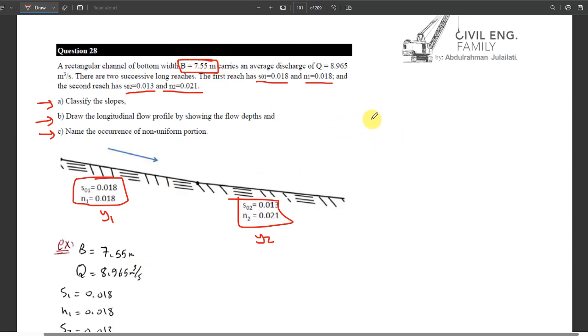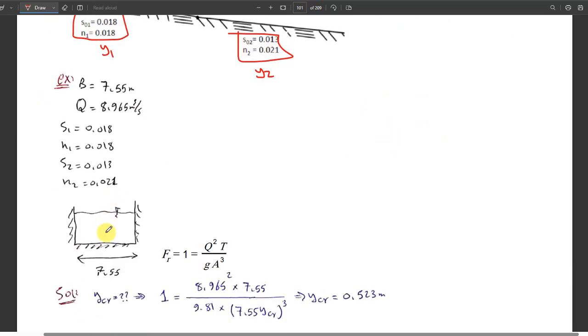By the way, all these questions will always have a rectangular cross section. Any question that is asking about drawing the profiles, like M2, M1 and S and so on, all of these questions will have rectangular cross sections. Okay, we won't face any other shapes.